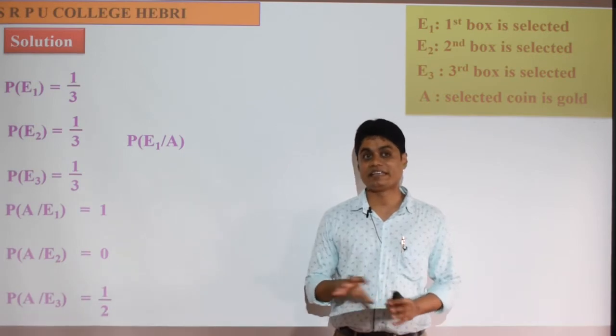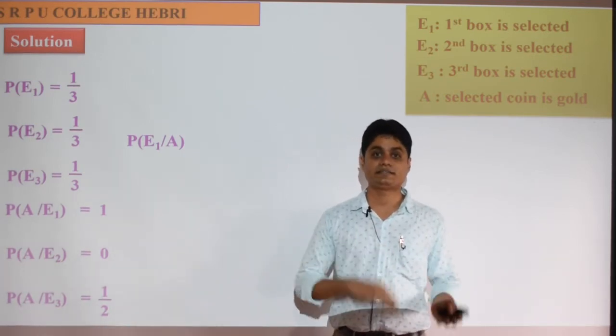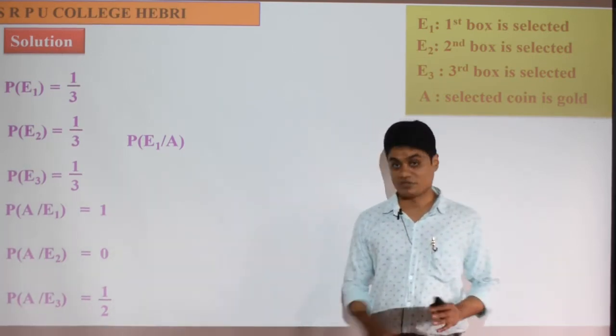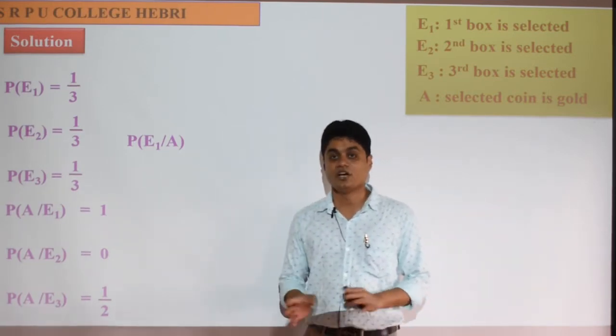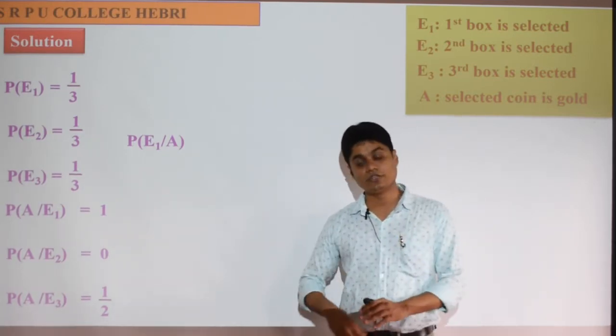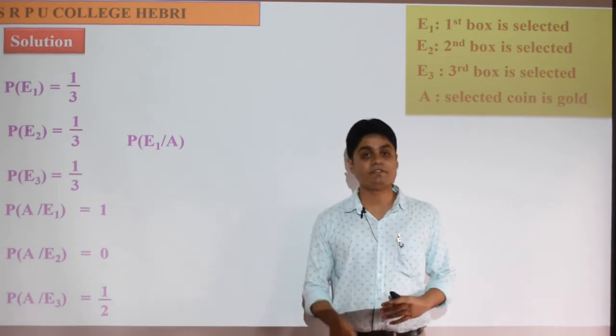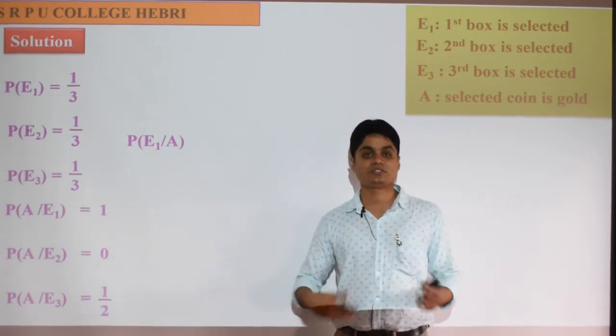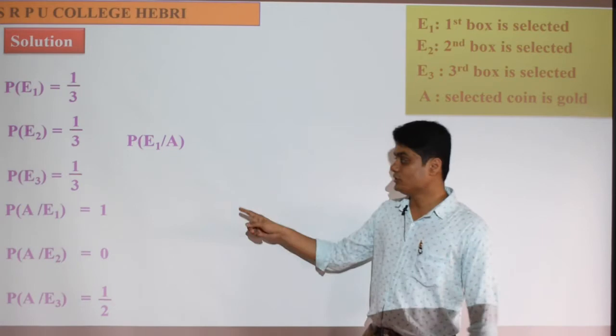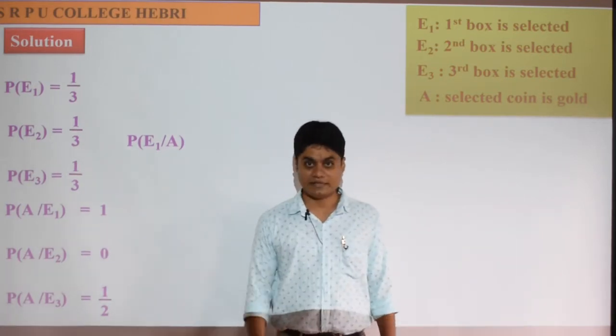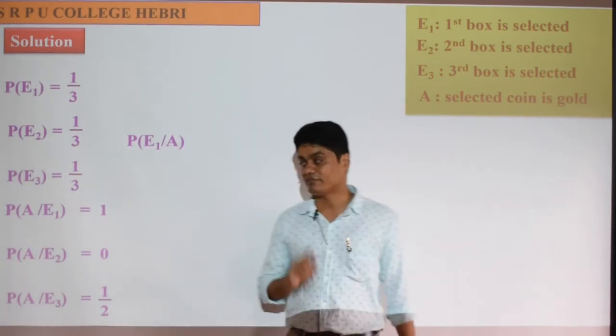So it is not given directly that find the probability that both selected coins are from the first box. It's not given directly, but it is understood, because one gold coin is already selected, and for the other coin to be gold, it should be from the first box only, because in the other boxes we don't have two gold coins. So it is probability of E1 given A. Clear? Understood what I am saying? Probability of E1 given A.